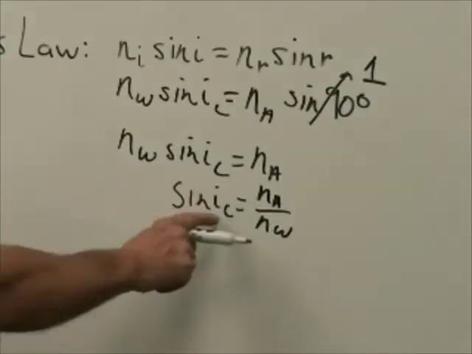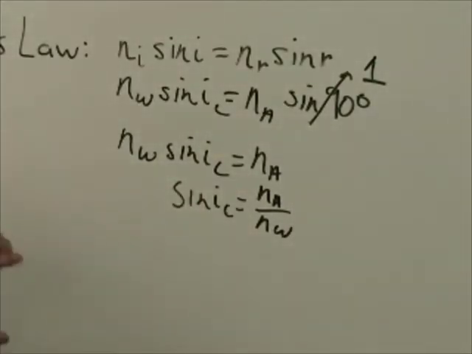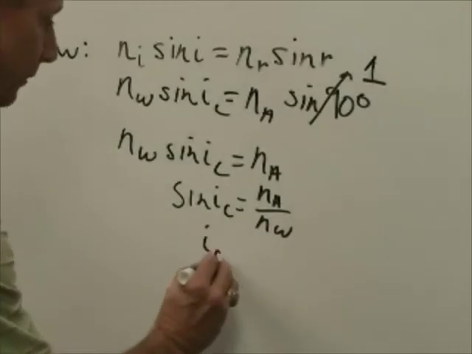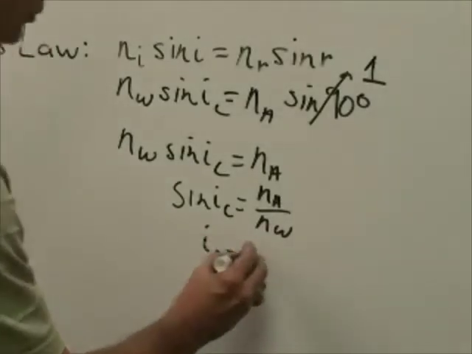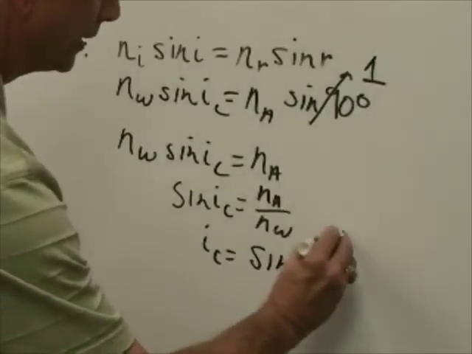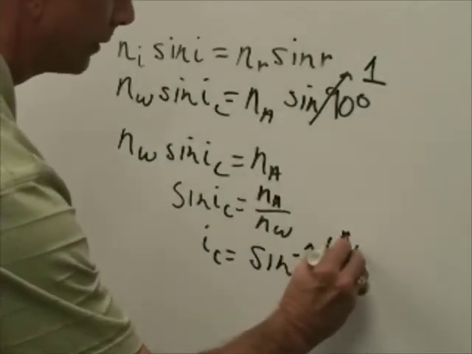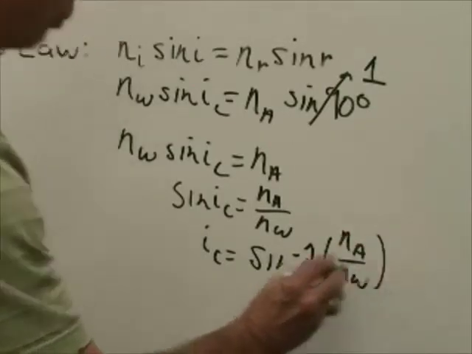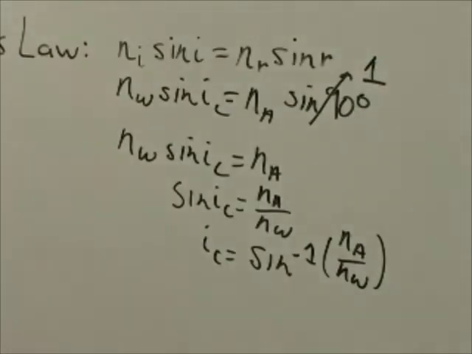And now what I've got to do is isolate that variable, which is the critical angle, so I can solve for it. And I now have that the critical angle is equal to the inverse sine of the index of refraction of air divided by the index of refraction of water. So this now is our key equation.